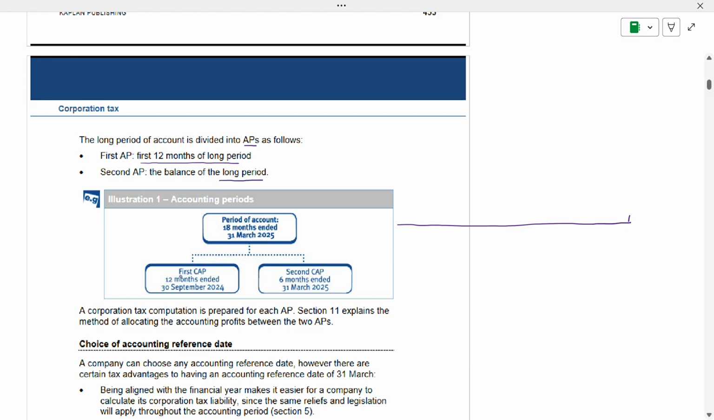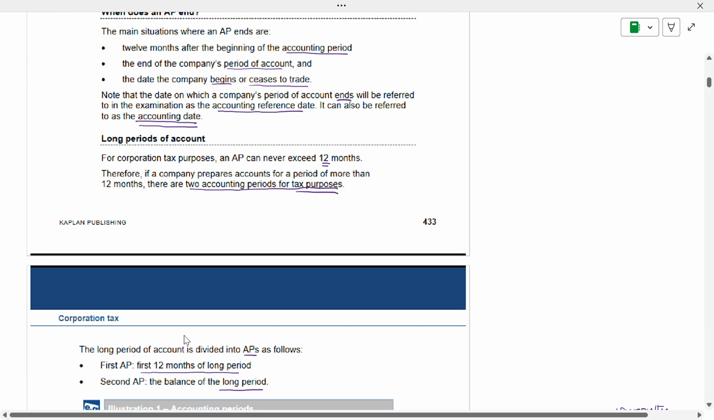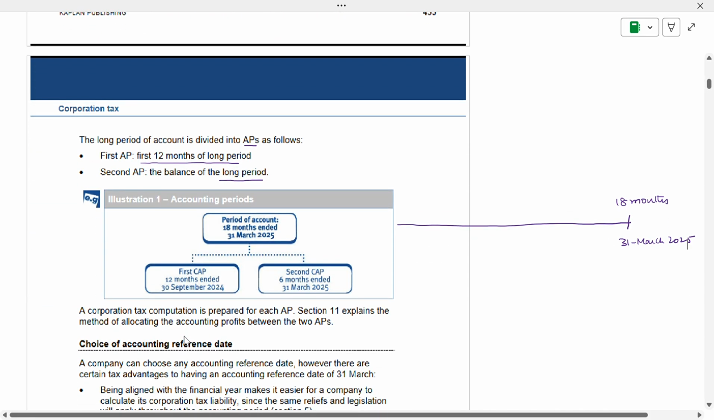18 months ended, 31st. Is that right? See the thing. Put the timeline here. You are going to say that it is for 18 months, when it is ended on 31st March 2025. When they have said first accounting period, is it when 12 months ended? Where have they mentioned anything with reference to this? No.